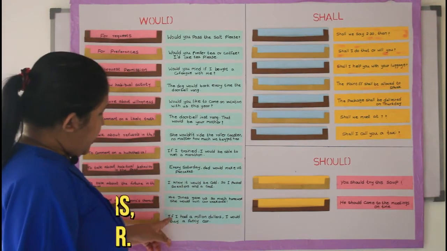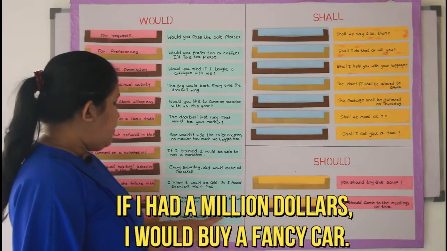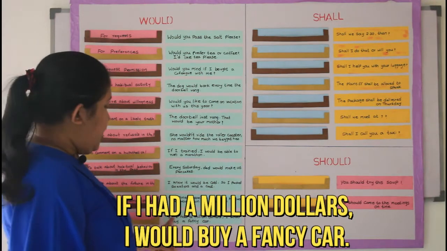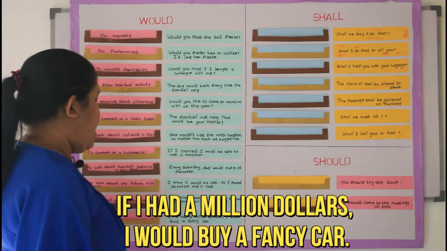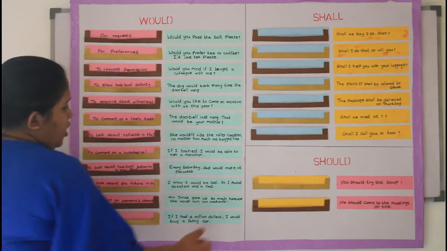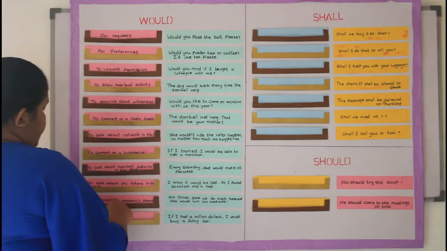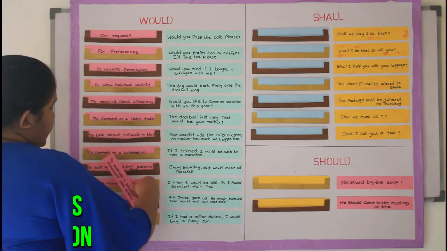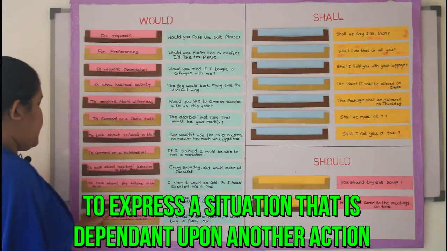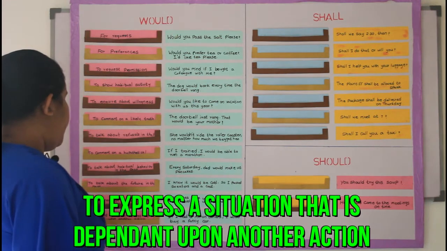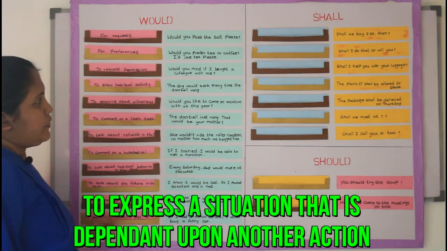Next one. If I had $1 million, I would buy a fancy car. Here, the modal verb would is used to express a situation that is dependent upon another action.